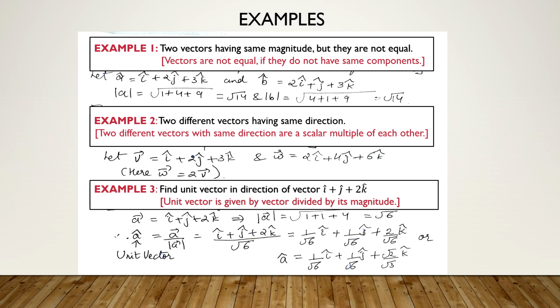Find the unit vector in the direction of the given vector i plus j plus 2k. Just now we have seen the formula. How do you get the unit vector? The unit vector is given by the vector divided by its magnitude. So first of all, our given vector is i plus j plus 2k. Its magnitude will be root of 1 square plus 1 square plus 2 square, that is root 6. So our unit vector, denoted by a cap, is equal to the vector upon its magnitude. So it is equal to 1 upon root 6 i plus 1 upon root 6 j plus 2 upon root 6 k.